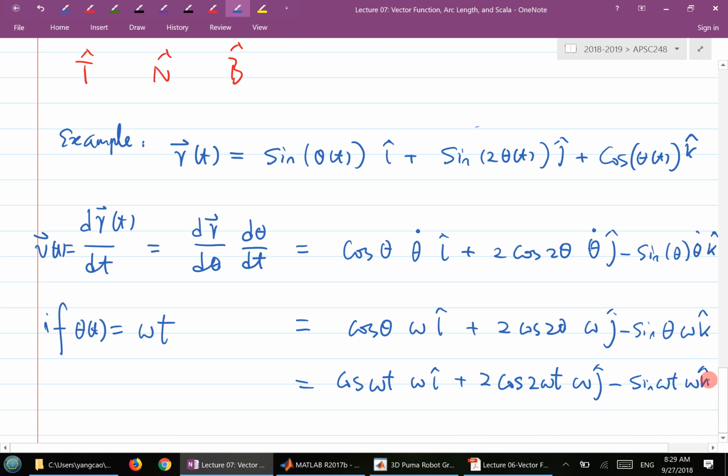So that's the difference between whether you know theta or you don't know theta. Just be careful: this omega is not part of the cosine or sine. So you can apply this example to the assignment question, which is a similar type of question.